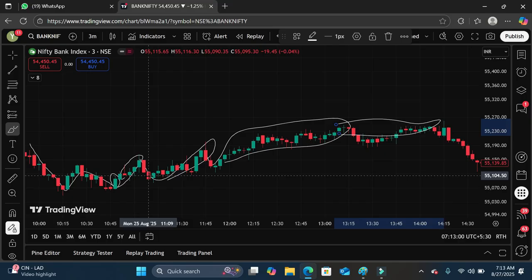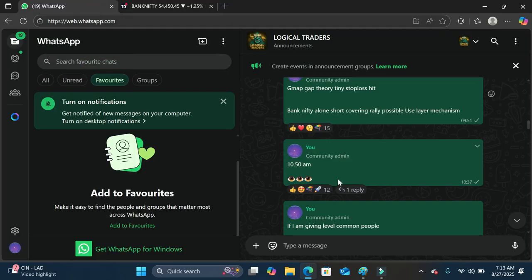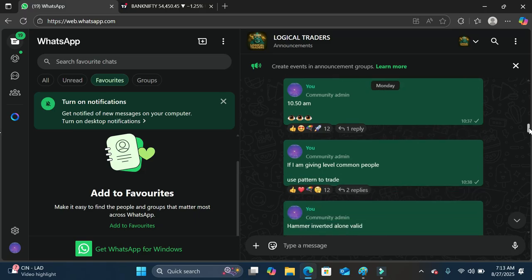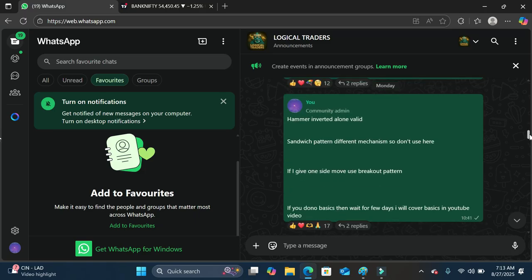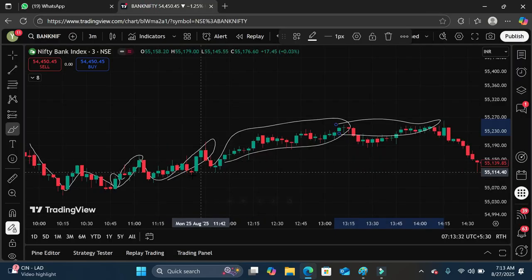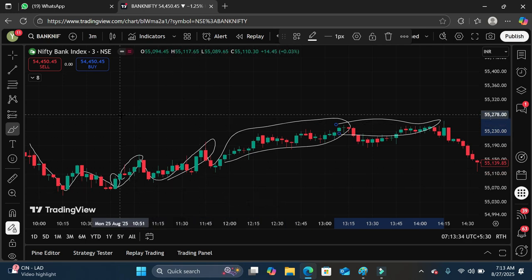Next, what are the updates which I have given? This was updated on 25th August. So next, what I was updating is exactly, if you see here, this was the message given. After that, the message given was, yeah, this information I was sharing. I want to give an introduction to that also: a hammer pattern and an inverted hammer pattern on my level. If suppose I am giving some level, in that case you need to focus on the pattern.